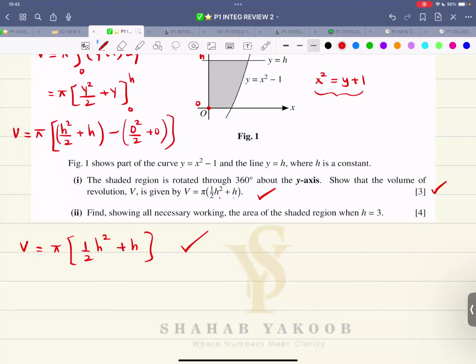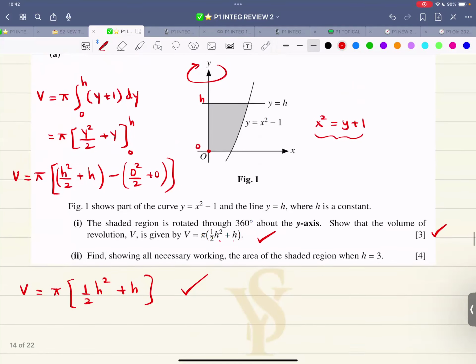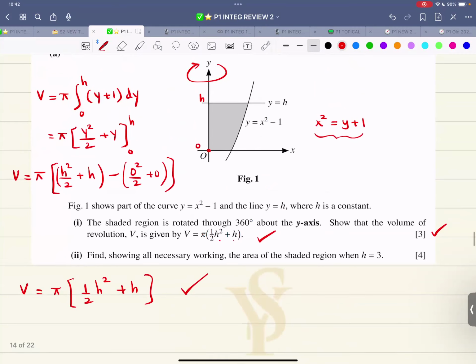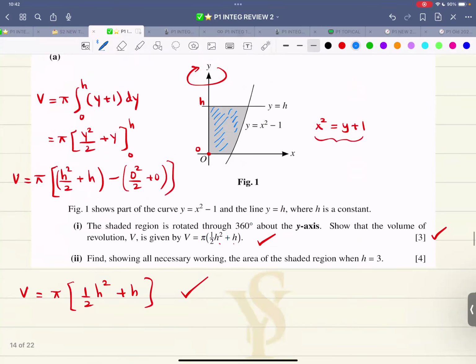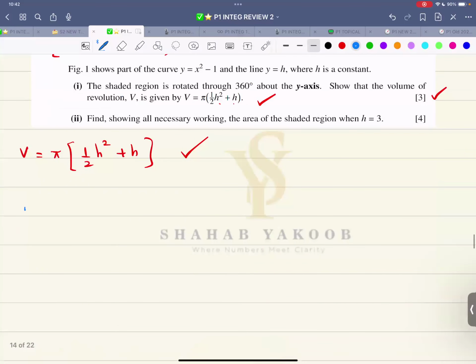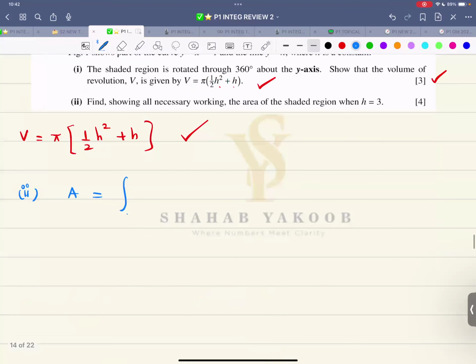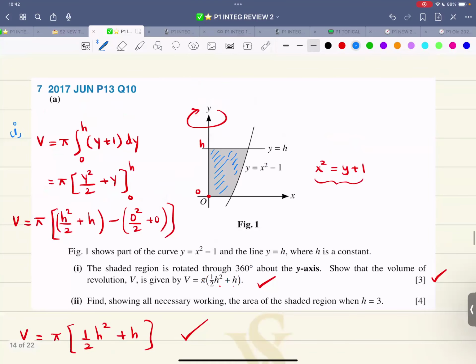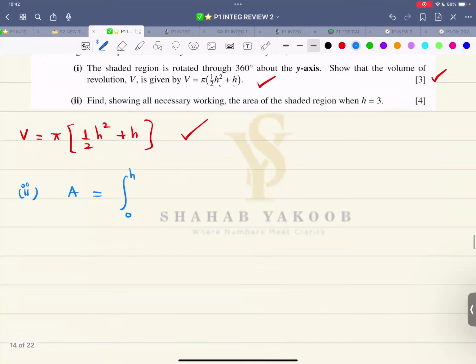Now, it's also asking for area of the shaded region. For area of the shaded area under the curve all the way with the y-axis. So now this thing is part 1, that is volume. And in the same question, they are asking about area. So area is basic integration. The limits are again 0 and h. And this time, x has to be the subject. That is square root of y plus 1 or y plus 1 raised to power of half.